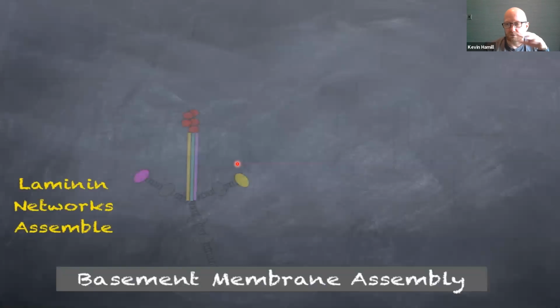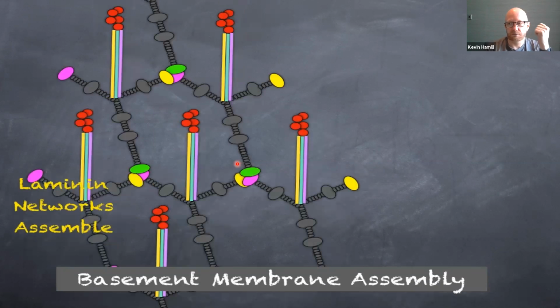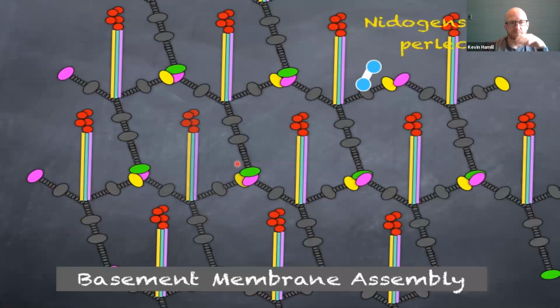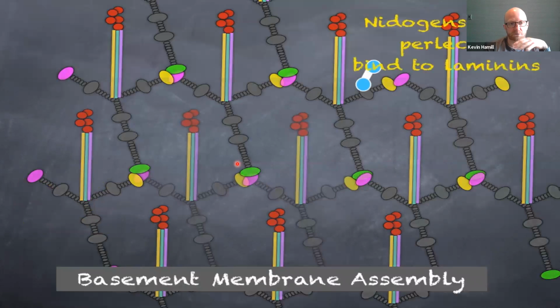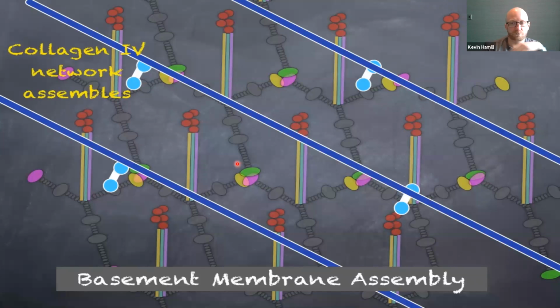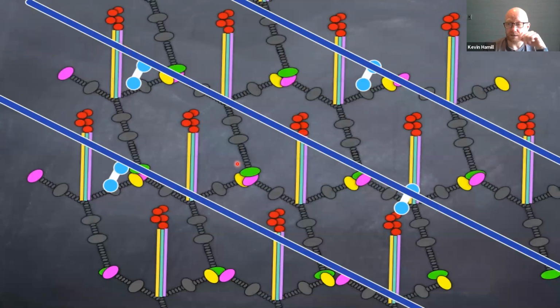So to talk about that, I need to tell you what's in it. Basically every basement membrane is based around 4 components. Laminins come around first, and then they're bound by nidogens, first of all, and then later on perlecans. And they provide a hub to which the collagen 4 network can assemble. So every basement membrane has these 4 components and then a whole host of other things as well.